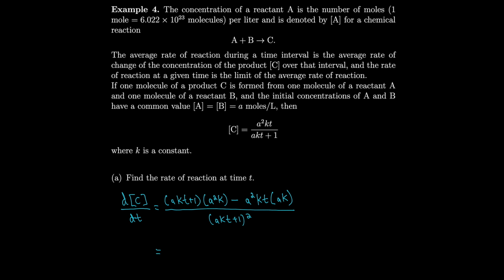Okay, so then we multiply through everything. Simplifying, we get a cubed k squared t plus a squared k minus a cubed k squared t, all over (akt + 1) squared. So notice a cubed k squared t minus a cubed k squared t cancels. So all we are left with is a squared k over (akt + 1) squared. So kind of similar to what we started with, but not exactly.